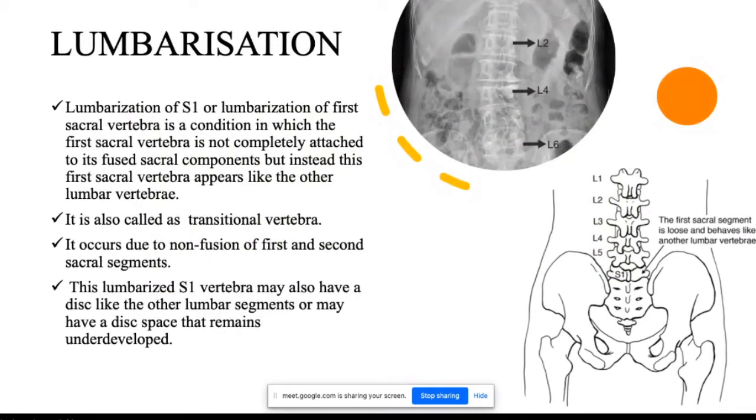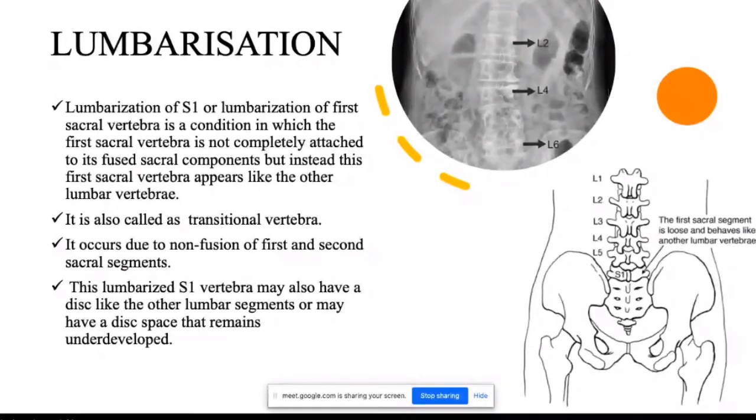Next are a few rare conditions that we get in MRI reports. That is lumbarization, and we call it lumbarization or transitional vertebra. Both are the same; these terms are given as synonyms. Lumbarization of S1 and transitional vertebra are both the same. So lumbarization means S1, that is the first sacral bone, is not in a joint or combination with S2, S3, S4 and S5. Instead, it looks like a lumbar vertebra.